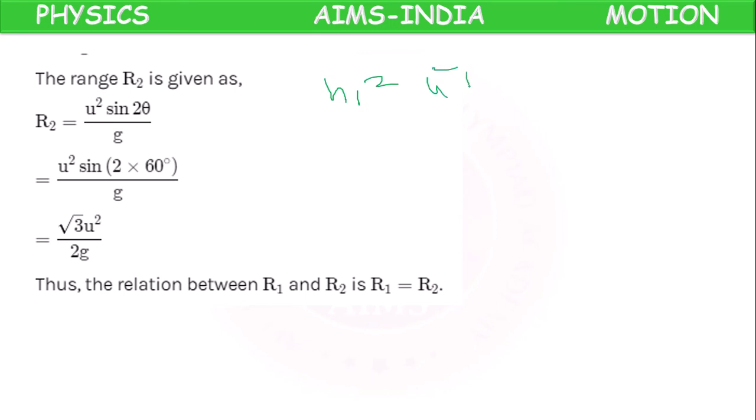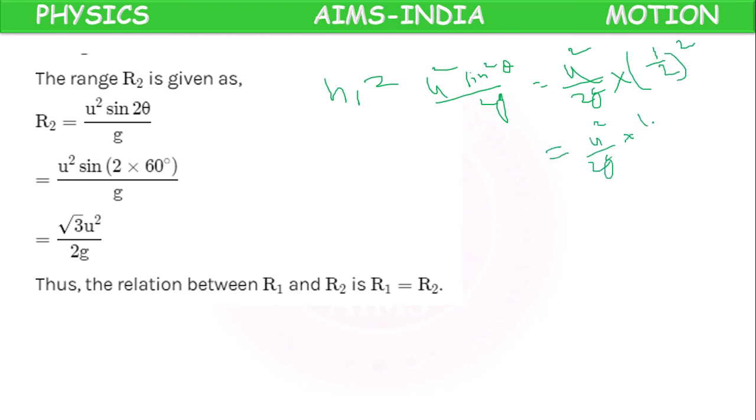H1 equal to u square sine square theta by 2g, which is equal to u square by 2g into sine 30 degrees whole square. Sine 30 degrees, how much? 1 by 2. Means 1 by 2 whole square. So u square by 2g into 1 by 4, this is the H1 value.